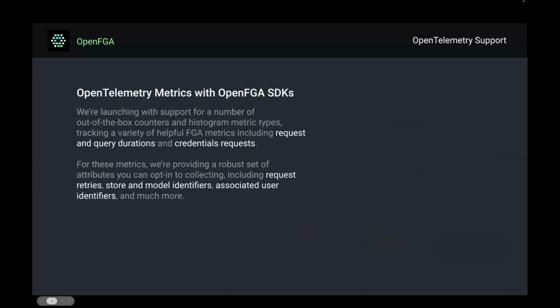Out of the box, we have a number of counters and histograms that we think you'll find helpful, different metric types that support request and query iterations, tracking client credential requests, things like that. And we also have an assortment of attributes or tags that you can opt into collecting. Things like how many retries it took for an HTTP request to succeed, store and model identifiers, user identifiers where appropriate, that kind of thing.